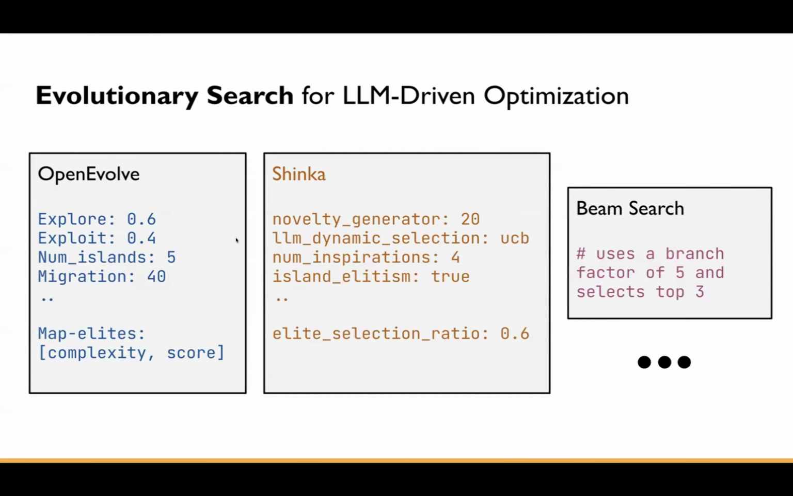All kinds of setups for this evolutionary search for LLM-driven optimization have many configuration knobs. For example, with OpenEvolve, you need to decide how to set the exploration-exploitation ratio, the number of islands, and migration ratios. Similarly in ShinkaEvolve, you need to set the islands and number of inspirations, and also the novelty generator, etc. Even for simpler algorithms like beam search, you need to decide what kind of context you want to select through these parameter knobs.